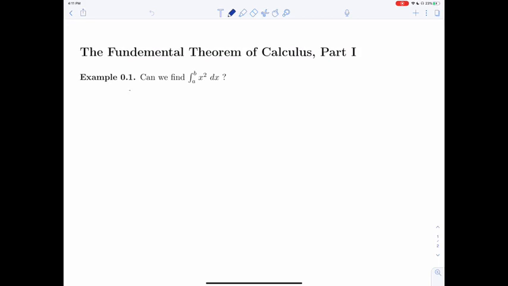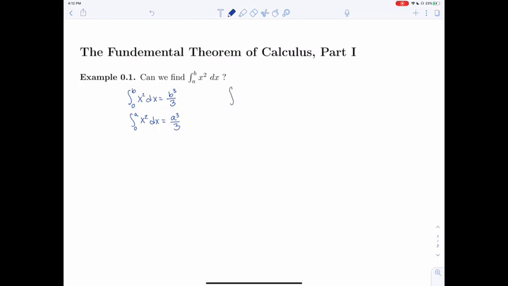But remember that we know what the integral from 0 to b is. We know it'll always be b cubed over 3. And we also know that the integral from 0 to a of x squared will be a cubed over 3.